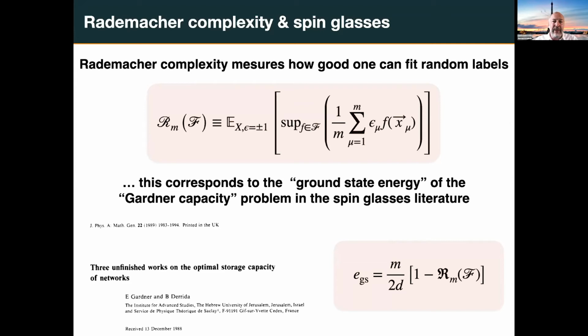And interestingly, physicists were computing the same kind of quantity. They called it the ground state energy of the Gardner capacity problem, but it's really the same. And in fact, the formula relating one and the other is given here. And you see the ground state is just, up to a trivial factor, 1 minus the Rademacher complexity. So they were looking at this object already at the time.